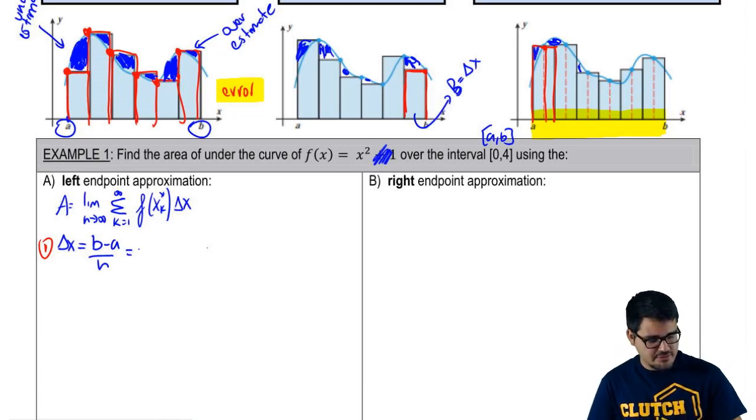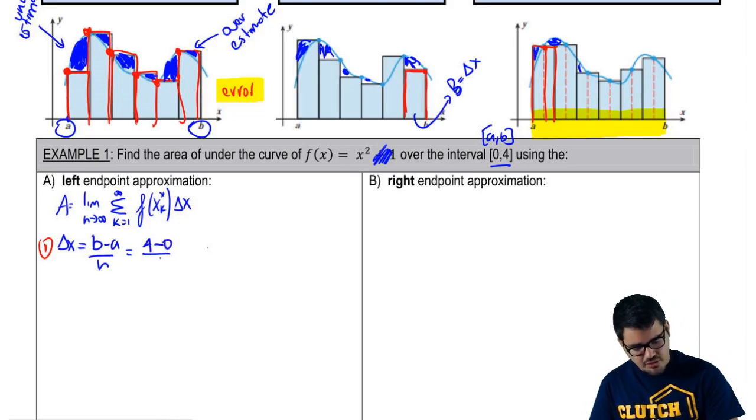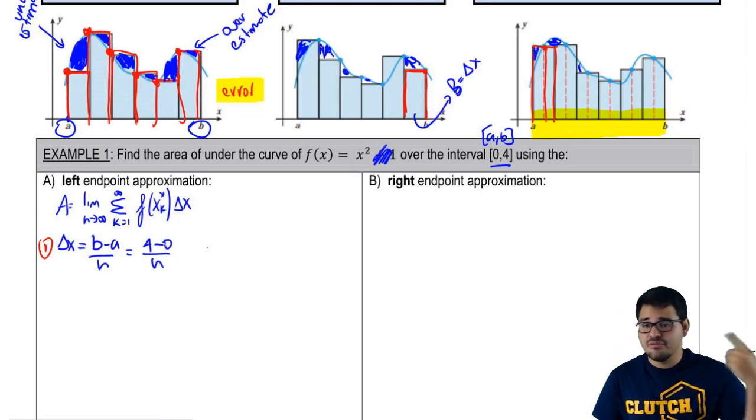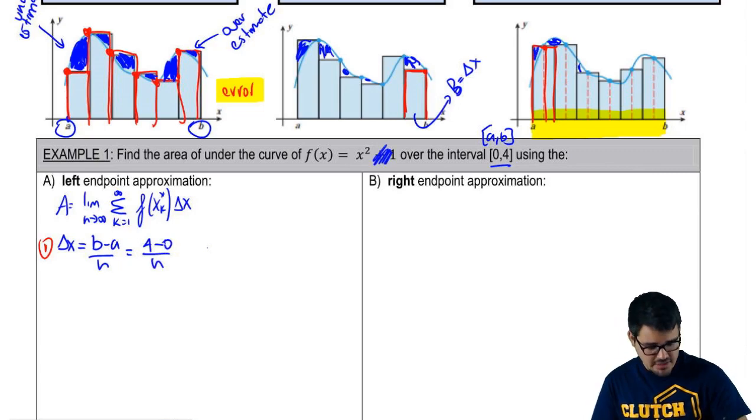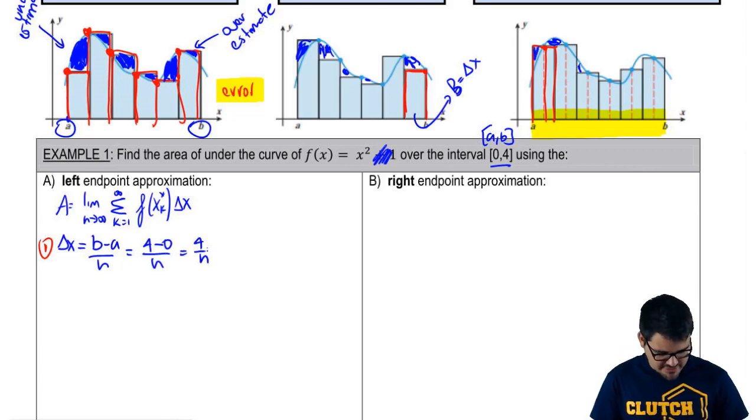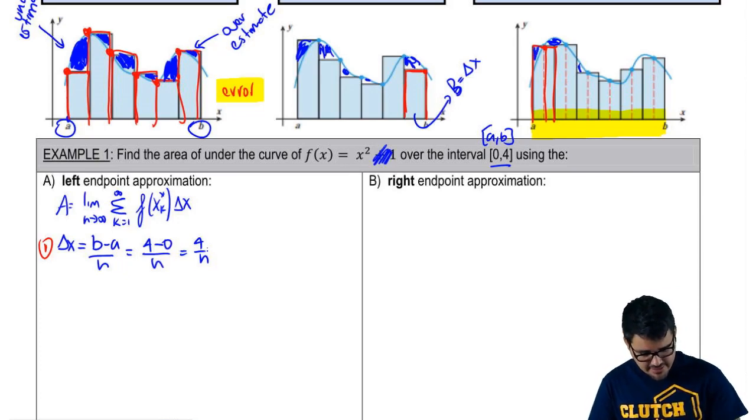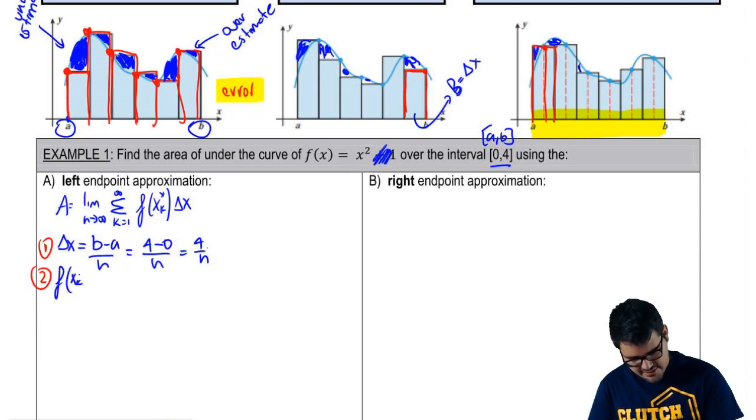And what that means is that first I'm going to use my interval from 0 to 4. So it's going to be 4 minus 0 over n. I never actually put a number of intervals because I am approaching a limit. So I'm going to have 4 over n. And then after my change of x, I go ahead and find my f of x star. So I'm going to find f of xk star.